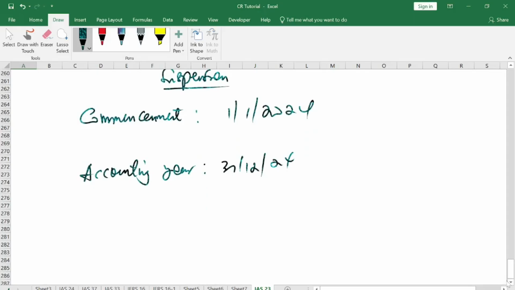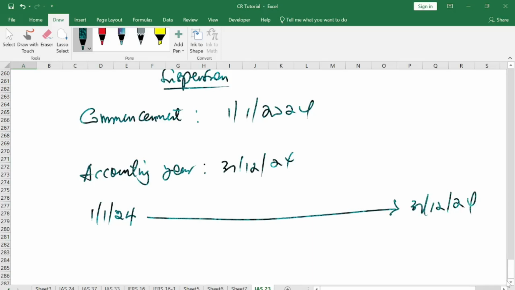So what happens in between this period? What happens if the company started work on 1st January 2024 to the accounting year end, 31st December 2024? Between this period, we have something called suspension. If it happens, what happens to the calculation of our interest on the loan?